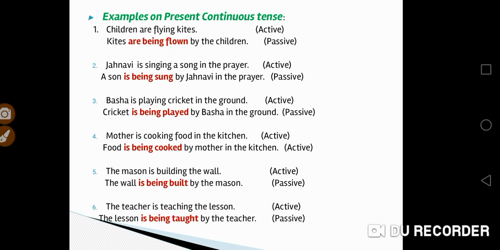The mason is building the wall. The wall is being built by the mason. The teacher is teaching the lesson. The lesson is being taught by the teacher. Children have to see very carefully how the verb is changing in passive.